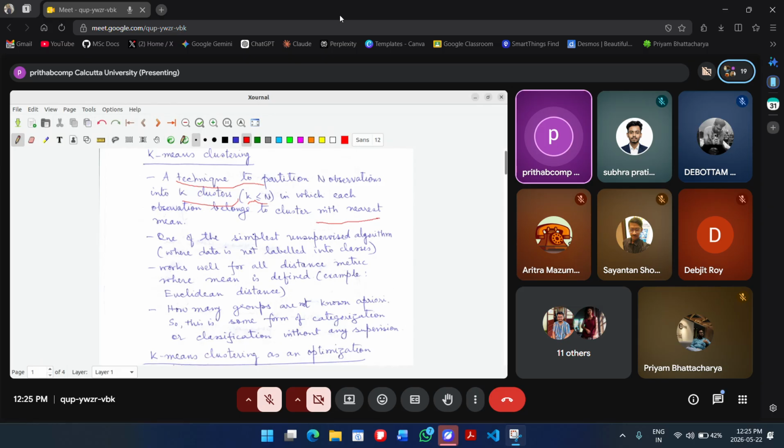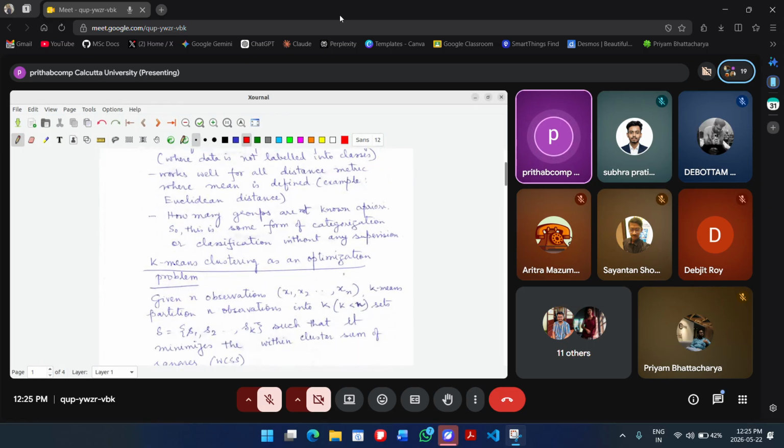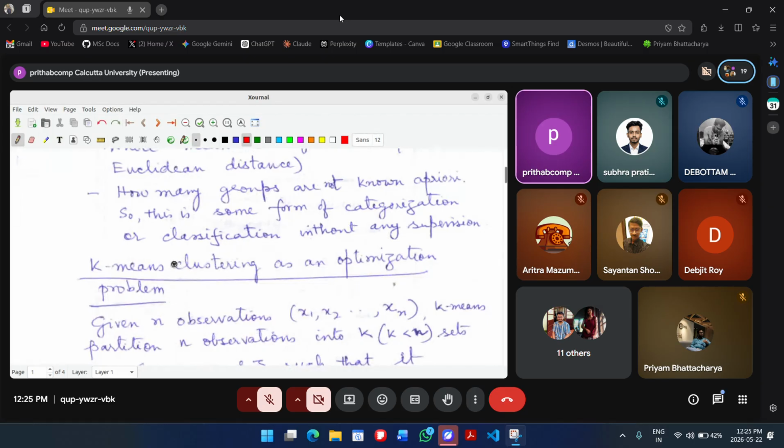So in the k-means algorithm, I will classify a point which is closer to a cluster's mean as belonging to that cluster. There is a concept of cluster mean value, and any point which is nearer to a particular cluster head or cluster mean, I say that particular data point belongs to that cluster. It is one of the simplest unsupervised algorithms, where data is not labeled into classes.